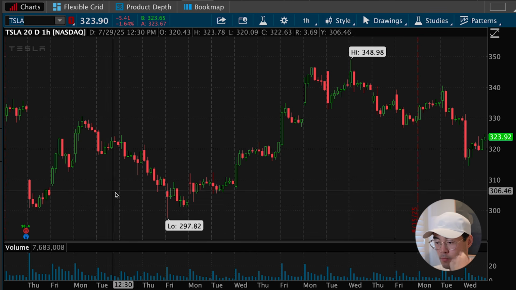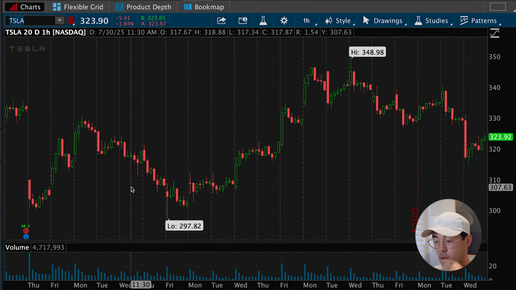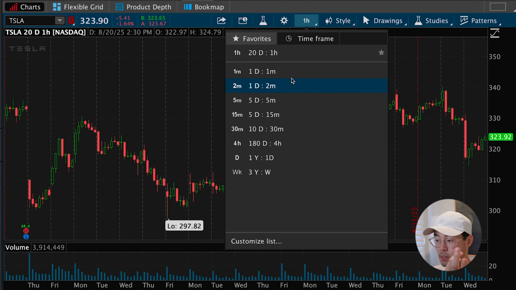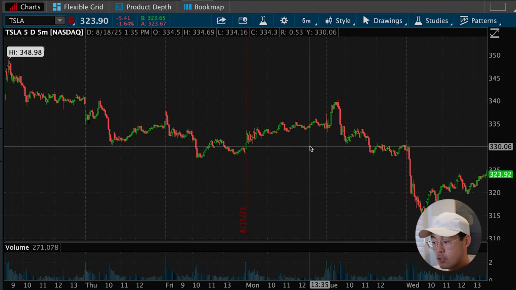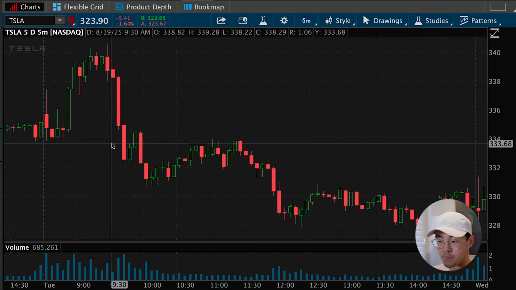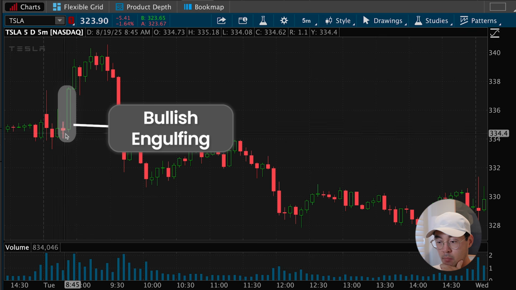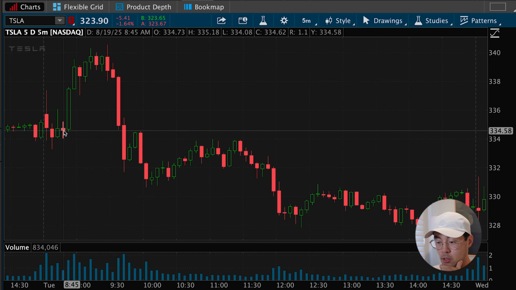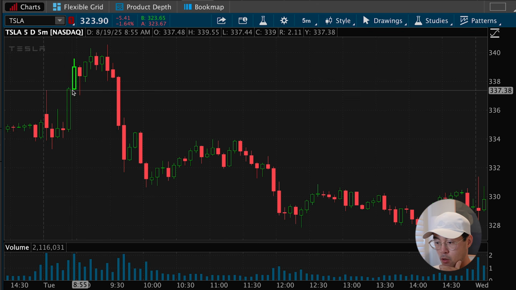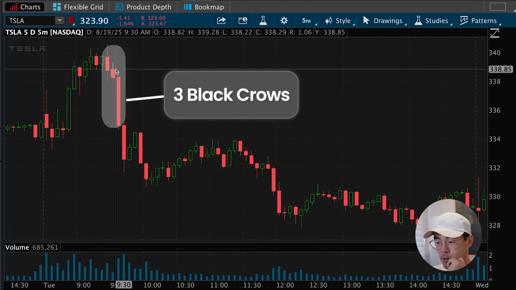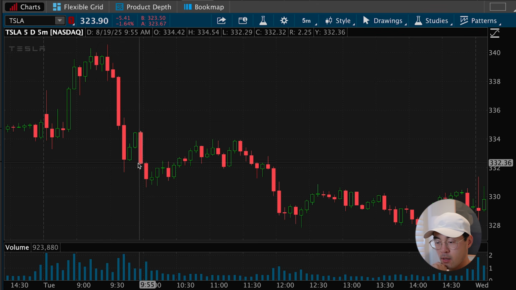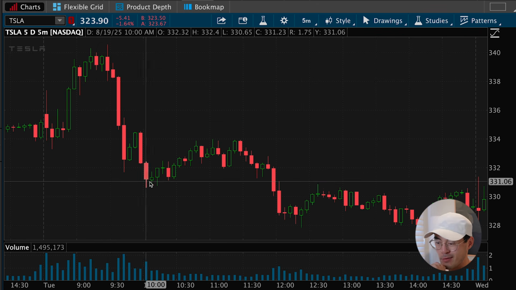Tesla's also a lot more volatile, so you probably see a lot more large body candlesticks. And maybe instead of the hour, let's go down to the 5 minutes, right? We're day trading now. And let's zoom in on a previous day. This right here could be considered a bullish engulfing candlestick, right? There's some indecision here, and then it popped up, large bodied. This is like a 3 black crow right here. This is sort of like the morning star, but it didn't really form.